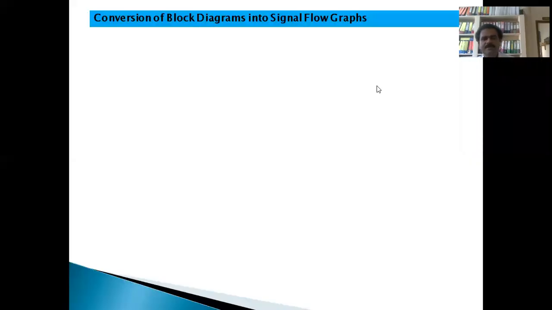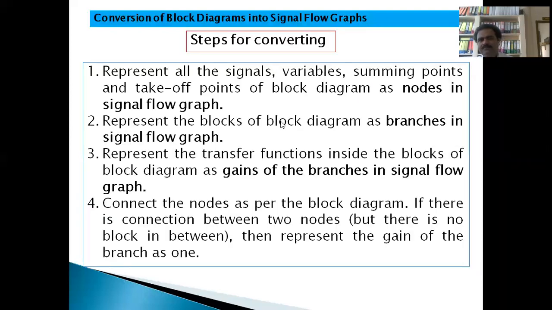Convert a block diagram into a signal flow graph. These are the steps to be followed while converting a block diagram into a signal flow graph. The first step: represent all the signals, variables, summing points, and takeoff points of a block diagram as nodes in the signal flow graph. Everything has to be converted into a node. So represent all the signals, variables, summing points, takeoff points of the block diagram as nodes in the signal flow graph.